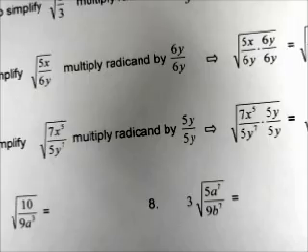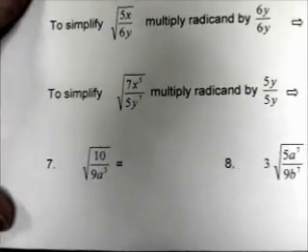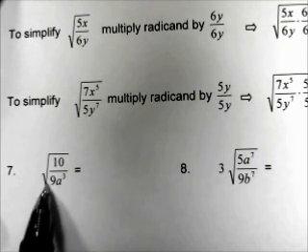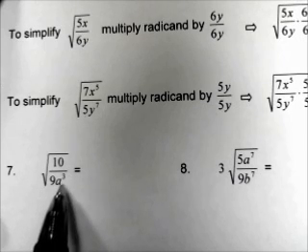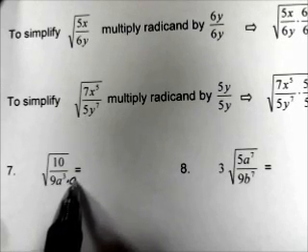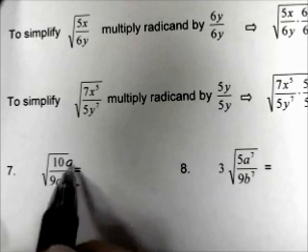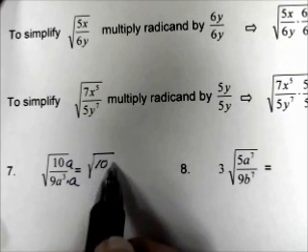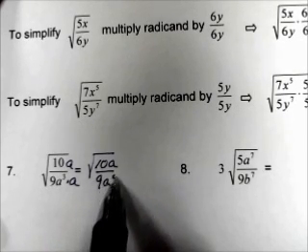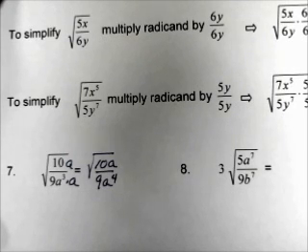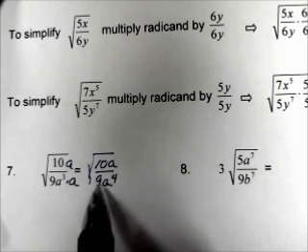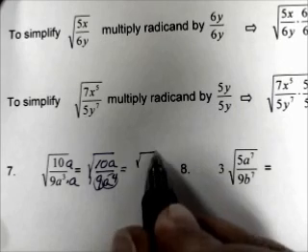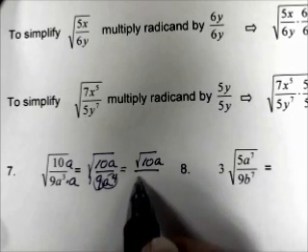Now, let's try three of them together. Number 7, okay. Focus on the denominator. This part is a perfect square, that's good, but a to the 3rd is not. So we want to multiply by a to bring it up to a to the 4th. So multiply the numerator by a as well. So we have the square root of 10a over 9a to the 4th. Denominator can be simplified. Both are perfect square factors. So this is equal to the square root of 10a over 3a squared.